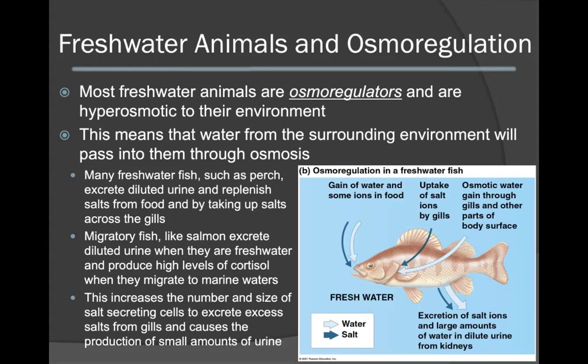Migratory fish, like salmon, experience both the freshwater as well as marine environment. When they're in a freshwater environment, like perch, they can excrete highly diluted urine. When they migrate into marine waters, they produce high levels of cortisol. This, in turn, will increase the number and size of salt-secreting cells, and also allows them to excrete excess salt from the gills. This allows a switch in urine production to small amounts of concentrated urine when in a marine environment. Take a look at the diagram below and you will see the pathway of water and salts in a typical freshwater fish.